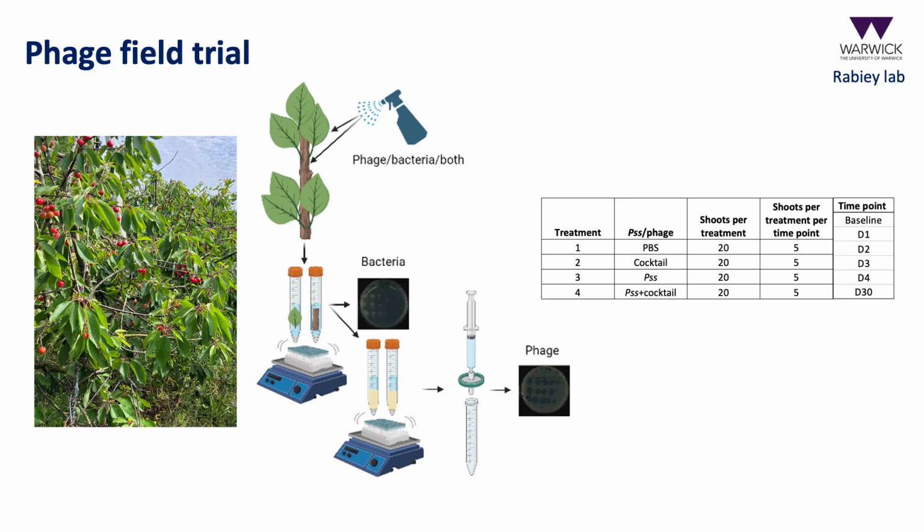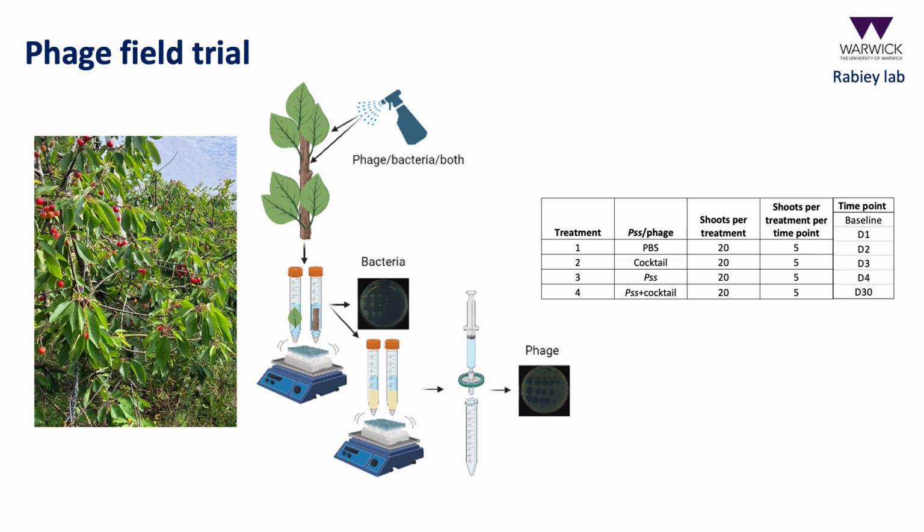Right, so we went to this cherry field. We selected our cherry trees that we wanted to work with. We collected leaf and shoot samples to begin with. We wanted to make sure there is no natural or native phage and PSS. And then after that, we infected the cherry leaves and shoot with pathogen first, and then with phage after. And we collected samples every day for 4 days, and then after 30 days.